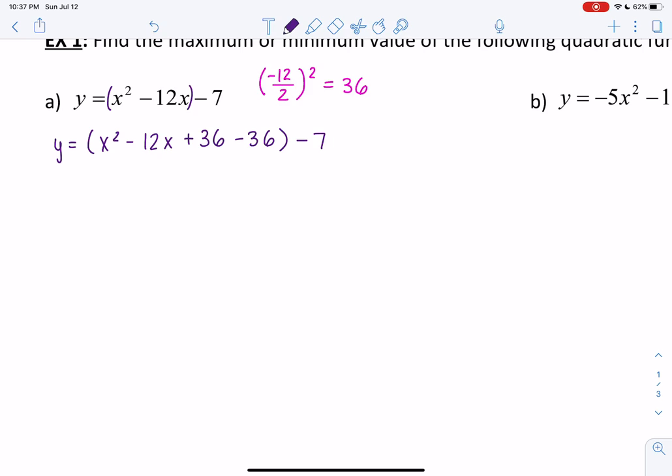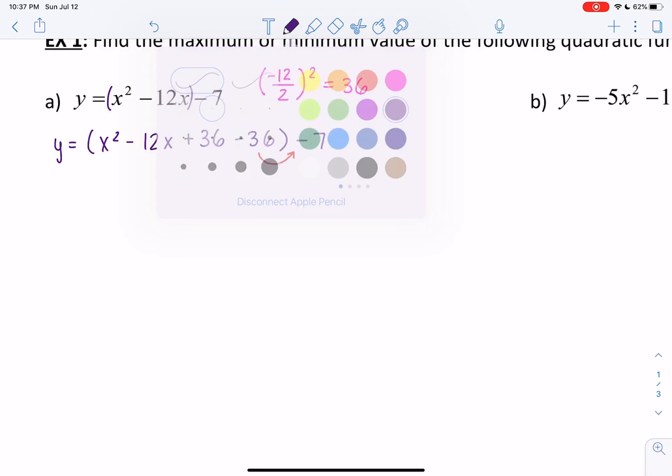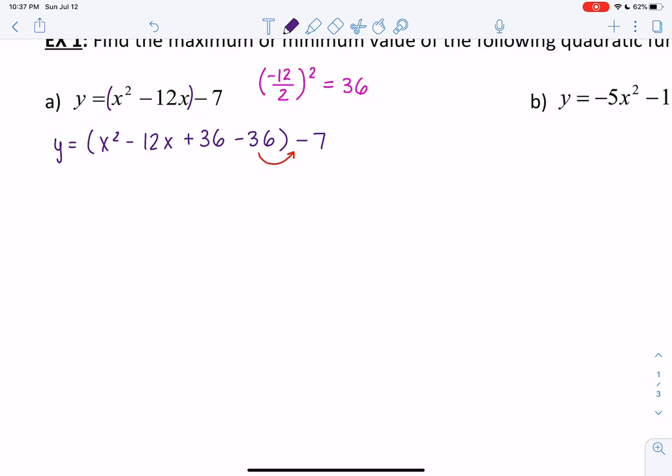Next, we're going to take this negative 36 and remove it from the bracket. We need to be careful when we do this because we always need to look for a number in front, to see if there was a number that would have been distributed in or is multiplied by the whole bracket. In this case, there isn't, so we can just have that negative 36 leave our bracket. So that will leave us with x squared minus 12x plus 36.